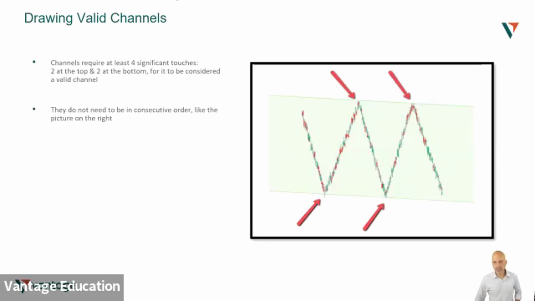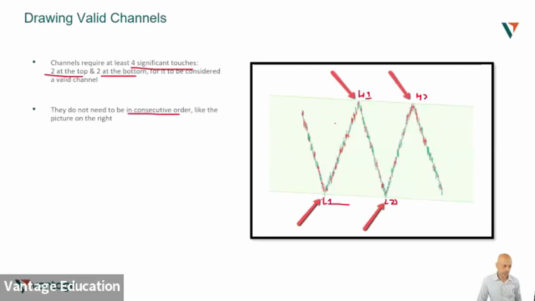Now, to draw valid channels, we would require at least 4 significant touches, and that comprises 2 touches at the top and 2 touches at the bottom. They do not necessarily need to be in consecutive order. You can see here, swing low number 1, swing low number 2, swing high number 1, swing high number 2.